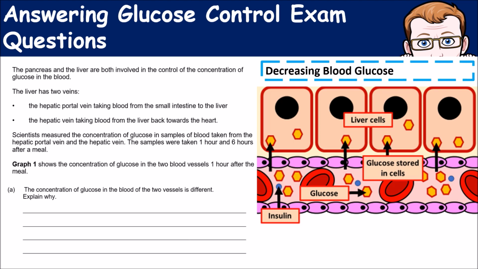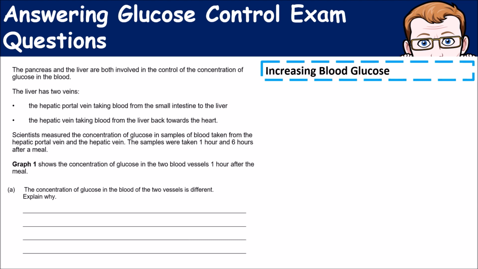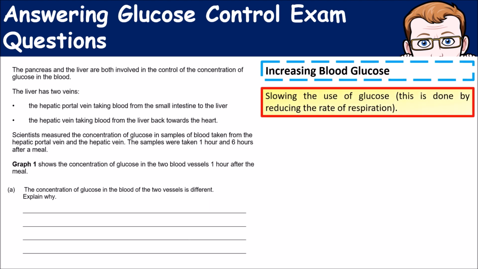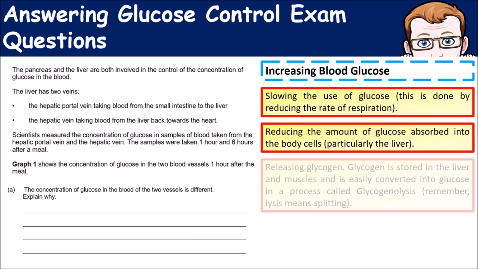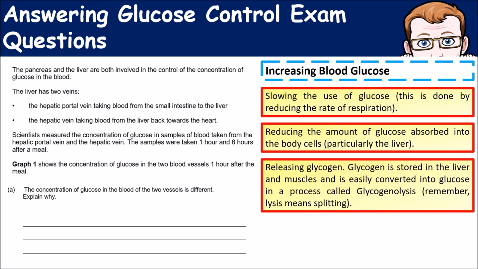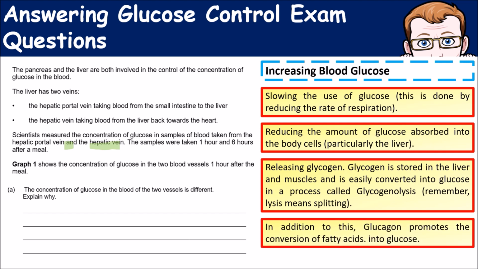So we've looked at decreasing blood glucose. If we have a quick look at increasing blood glucose, we can slow down the rate that glucose is being taken up. So we can slow down the rate of respiration. We can reduce the amount of glucose that's being absorbed into the body cells. We can release glycogen, so we can turn that stored glycogen back into glucose. And we can do this by the pancreas releasing the hormone glucagon, which causes that conversion.